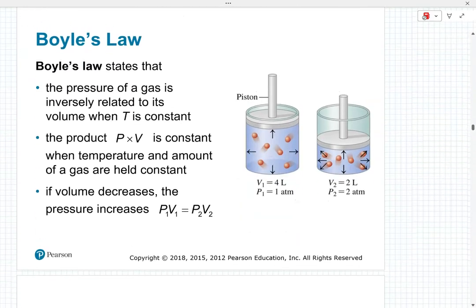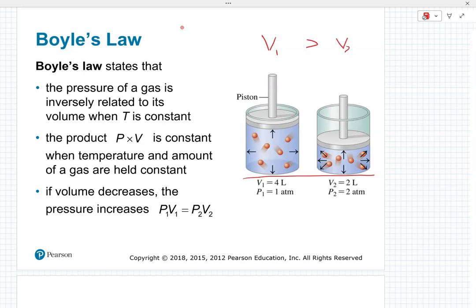So if you look at this illustration here, for now I would ignore the numbers. If you look at the left image with a volume 1, this volume is greater than the volume 2, right? So we're essentially decreasing the volume. But by decreasing the volume, we effectively increase the concentration of particles in that same volume. So they bump into the walls of the container more often. Does that make sense?